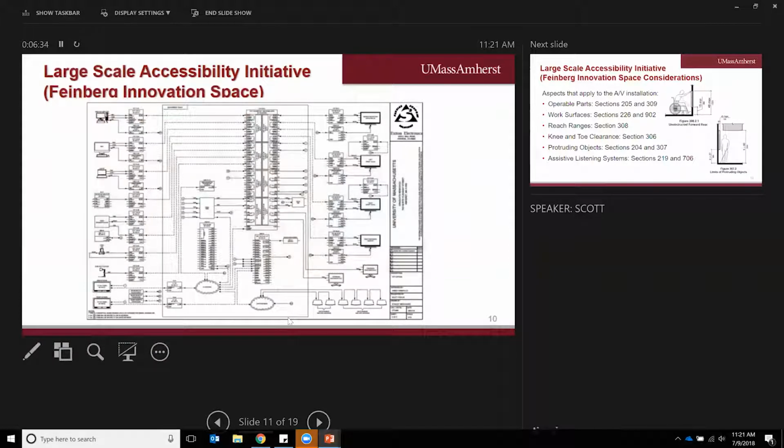This is the AV diagram for the Feinberg Innovation Space. This is one classroom that seats 25. The original idea, without even considering accessibility, is that someone attending this class, remote or in person, has the same exact experience. Not just the person attending as a student, but the person attending as a potential instructor. So whether you are at home or in the classroom, there needs to be two-way communication in every way we do it, whether it's voice, touch, whiteboard, etc.